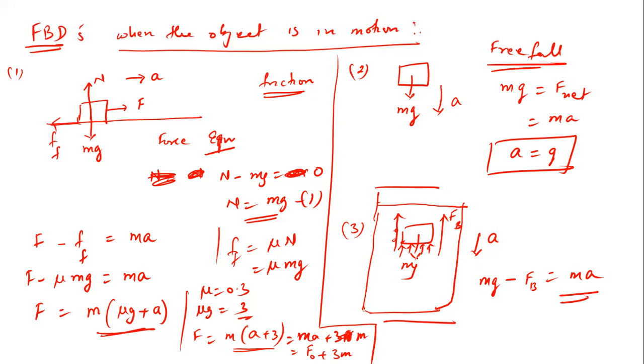Now do I have a normal force here? We do not have a normal force here, because you need to have a solid surface. Only then will you be able to have a normal force. Otherwise, you cannot put the normal force. So this is the free body diagram, and this is the force equation for this. Now, let me take up a few more examples.